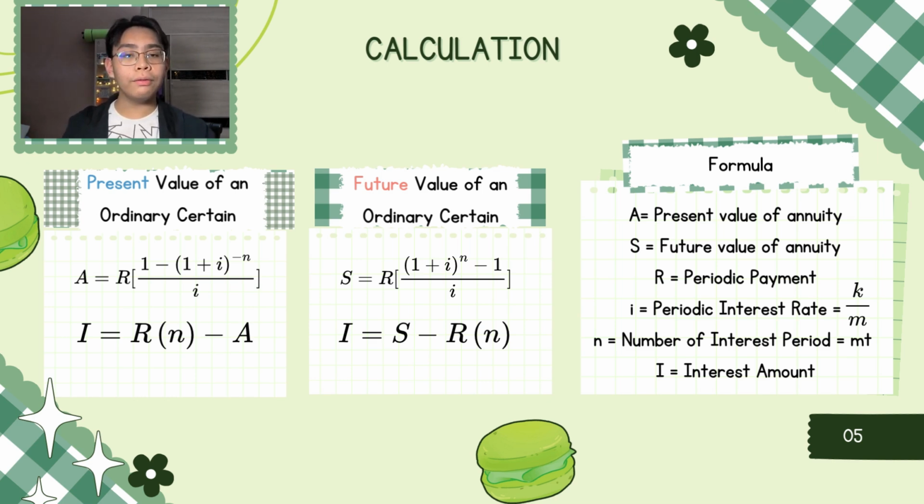Moreover, we calculate the future value of an ordinary annuity by using this formula. S, which is the future value of annuity, equals R in brackets 1 plus i to the power of n minus 1, over i. Next up, the interest amount is calculated by using S minus R multiplied by n.